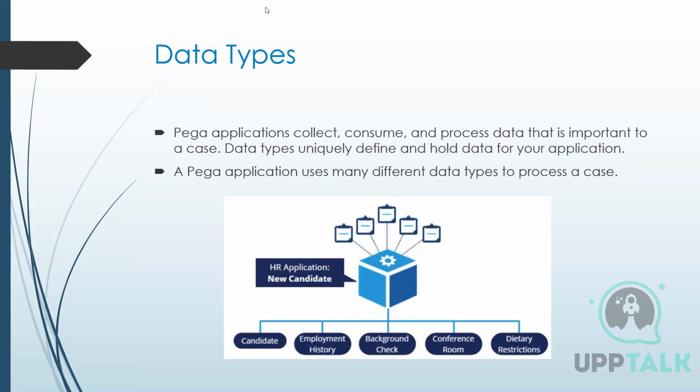Now I have n number of data types in my application, each of which is sourcing from different entities or different sources. How do I deal with it? How do I source a data type? Let us see.